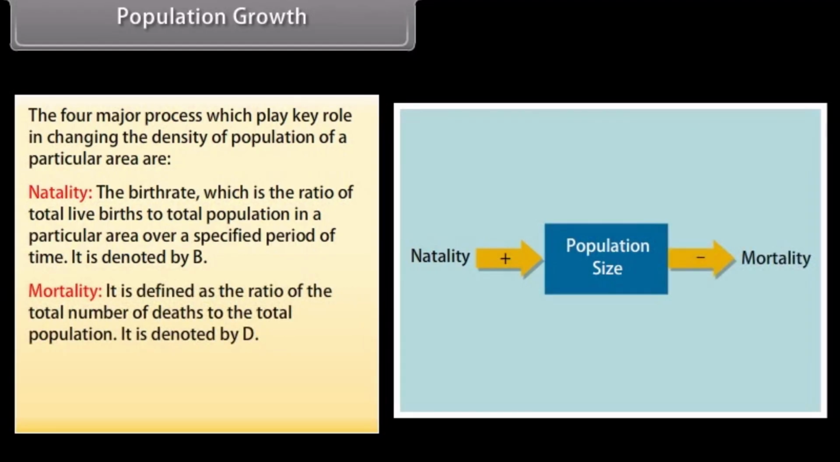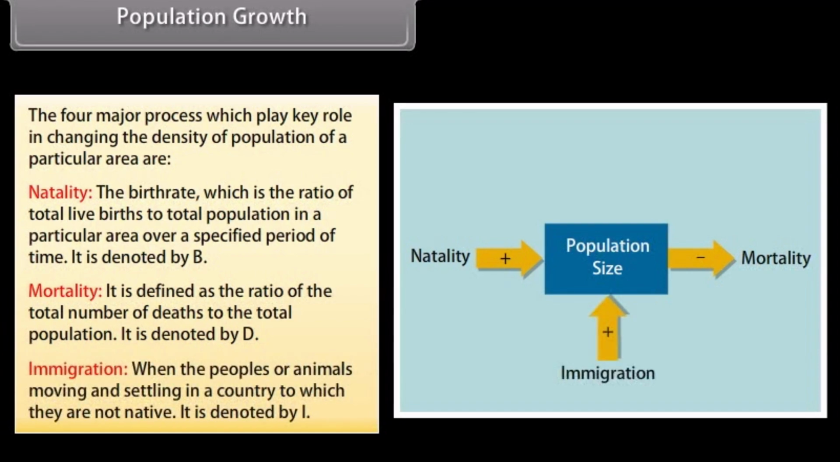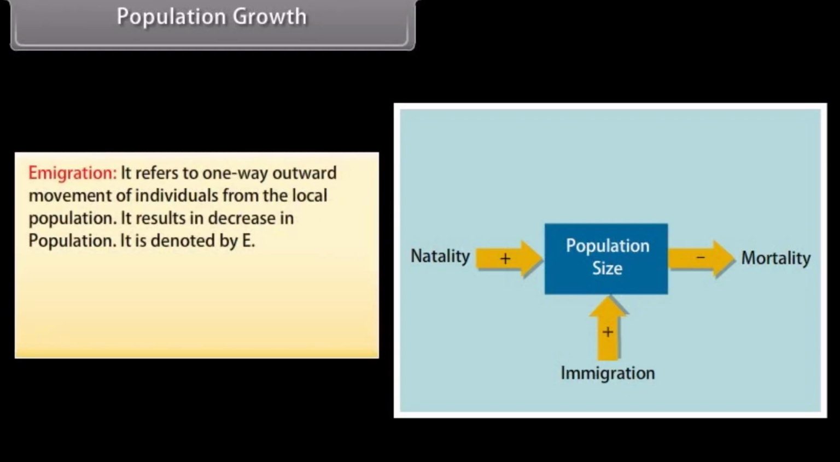It is denoted by B. Mortality. It is defined as the ratio of the total number of deaths to the total population. It is denoted by D. Immigration. When people or animals move and settle in a country to which they are not native, it is denoted by I. Emigration. It refers to one-way outward movement of individuals from the local population. It results in a decrease in population. It is denoted by E.